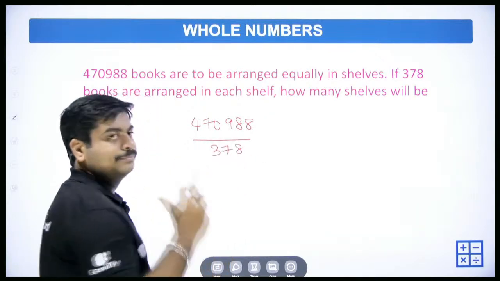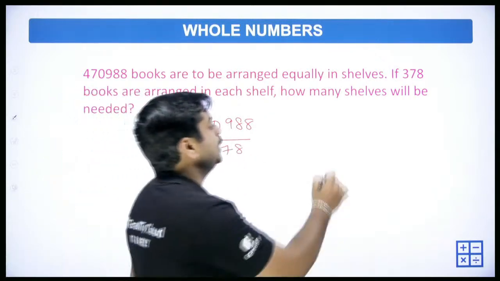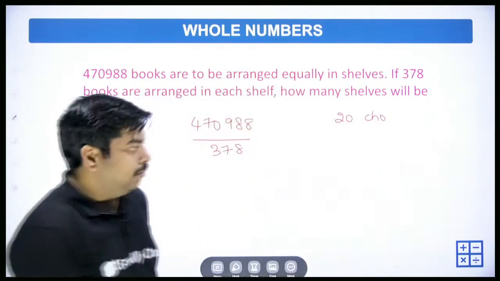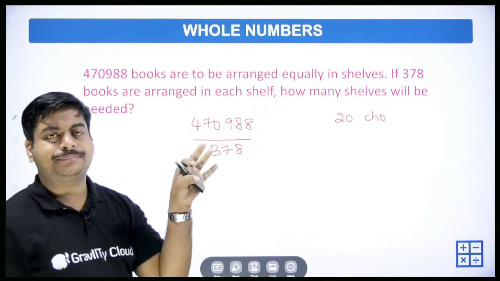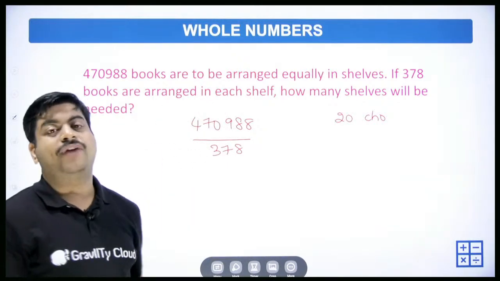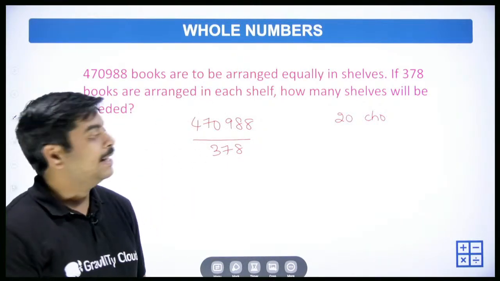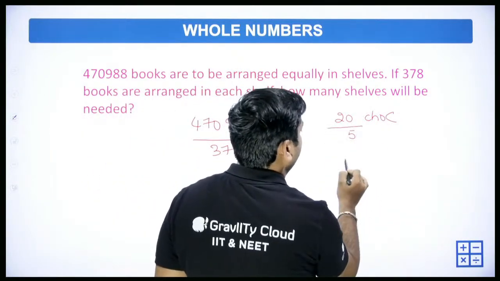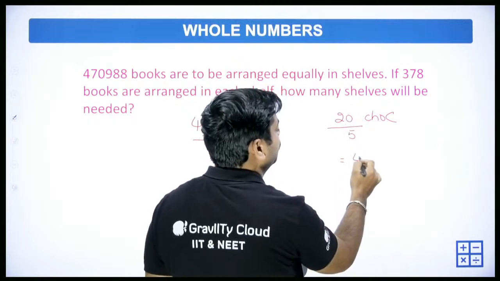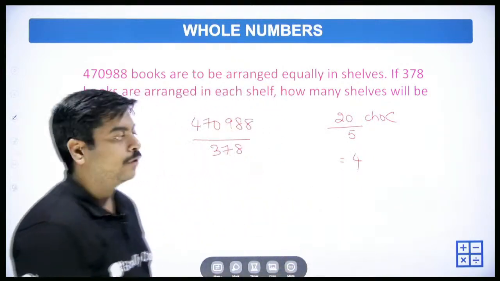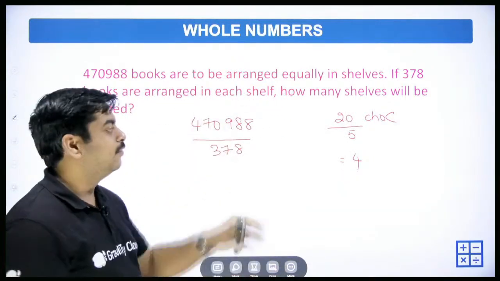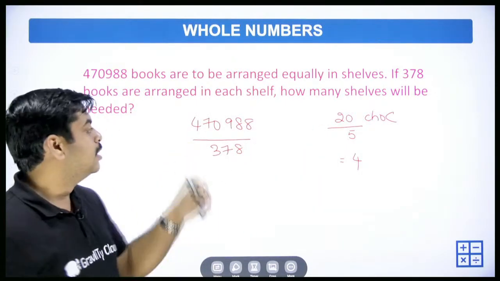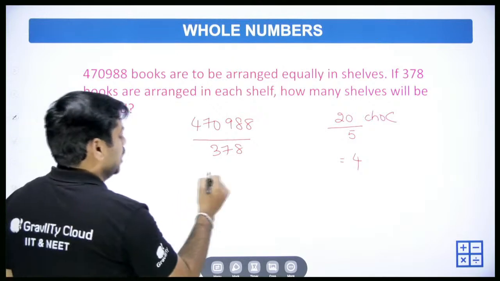I'll give a small example. For example, you have 20 chocolates and you're arranging them in shelves such that each shelf has 5 chocolates. 20 divided by 5 will give you 4. So 4 shelves are required if you keep 5 in each. That means we need to divide. The same way we need to divide these two. Let me try that.